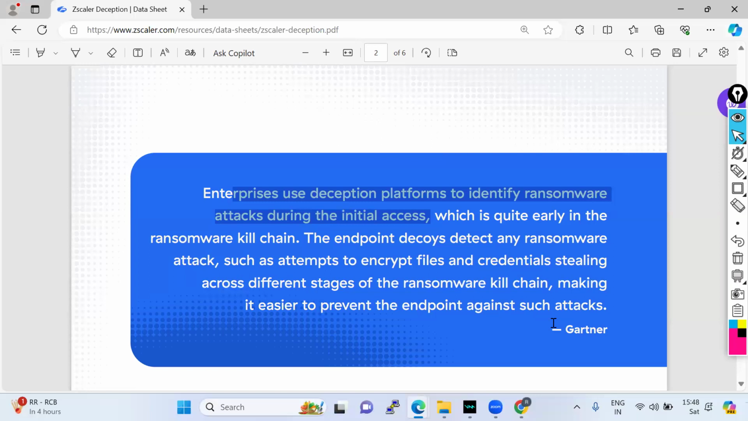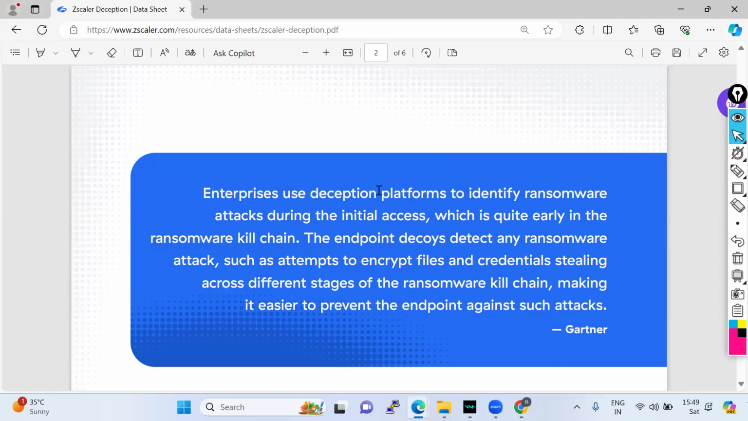The endpoint decoy, you must note this point. This is a very powerful thing in the Zscaler decoy, right? It can detect any ransomware attack, such as attempts to encrypt files and credential stealing, across the different stages of the ransomware kill chain, making it easier to protect the endpoint against such attacks. So, long story short, what it means is Gartner is suggesting to every customer, right? If you're going to use Zscaler Deception, right? You can think of it as a tool or platform.